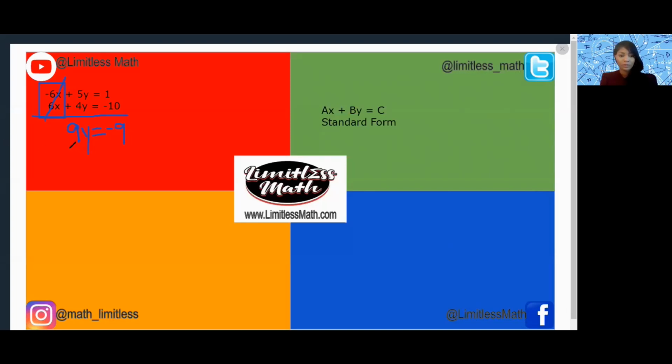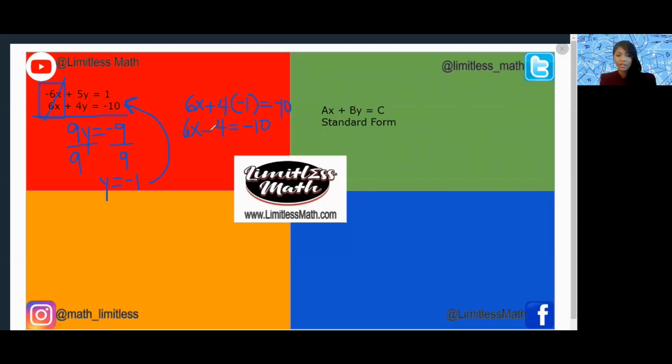So to keep going, we'll divide both sides by 9 to get y alone. And now we know y is negative 1. At this point, we would just substitute the negative 1 into either of the equations that we choose. So we'll have 6x plus 4, and instead of y, we will substitute negative 1, equals negative 10. So now solving this equation that only has one variable, 6x, 4 times negative 1 is negative 4, equals negative 10.